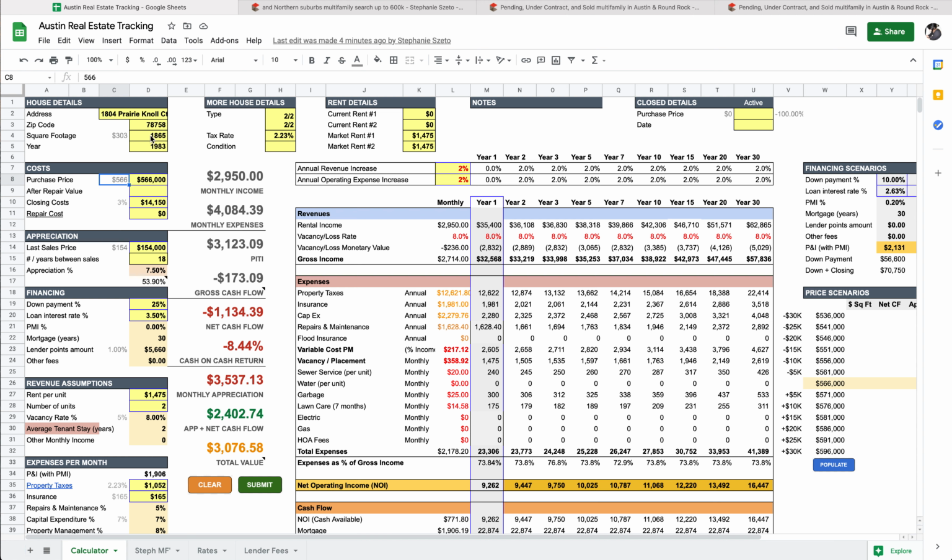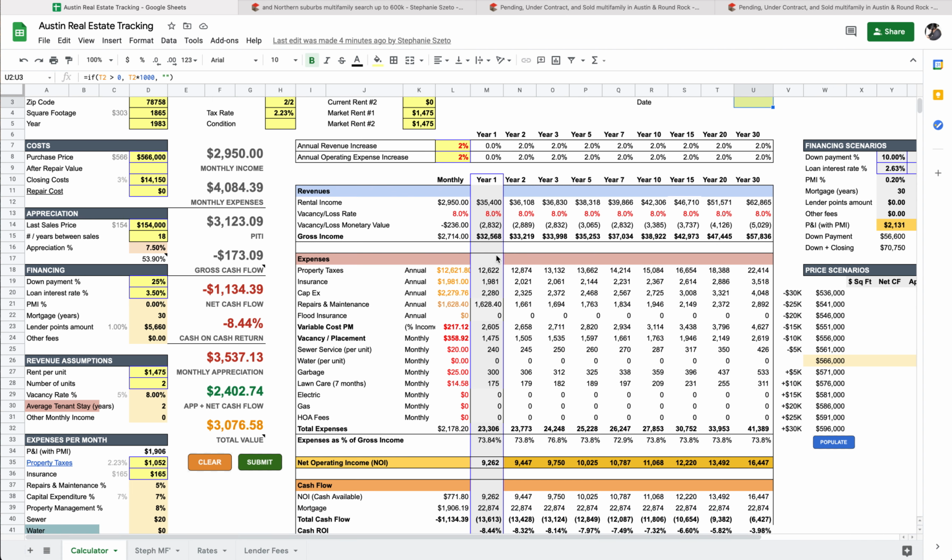I record some basic information about the home: year, square footage, the type. I mark both current rents and the market rents, which I get from a separate service called Rentometer. And if it's closed, I put in that information as well and record that.